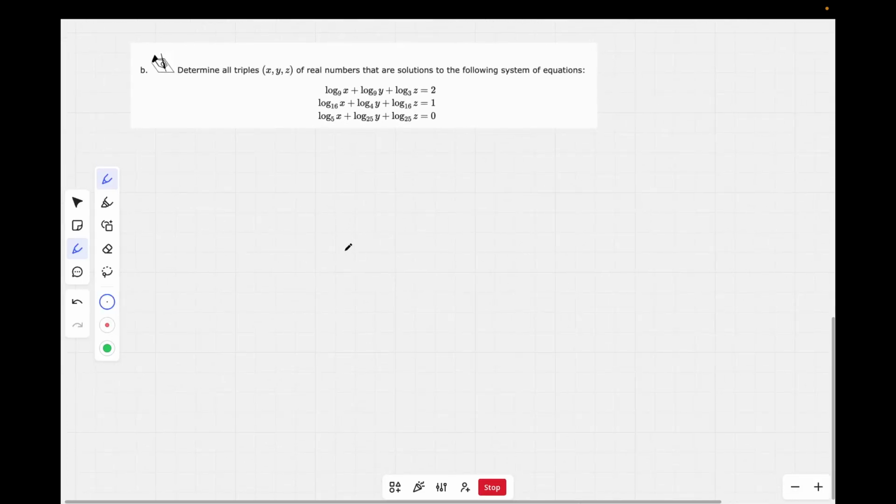Moving on to question 8B then. So you're given a system of equations of triples x, y, z that are solutions to the following. And yeah, so the first thing you might try is the change of base, because obviously not all of the numbers here are in the same base. So let's just consider the first equation first. Log 9 x plus log 9 y.